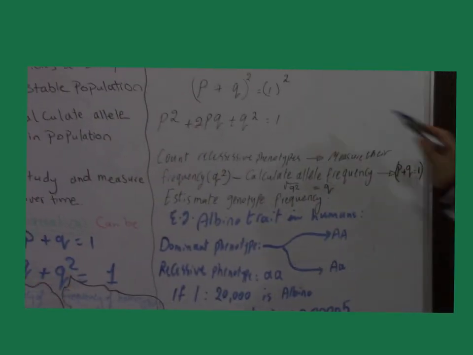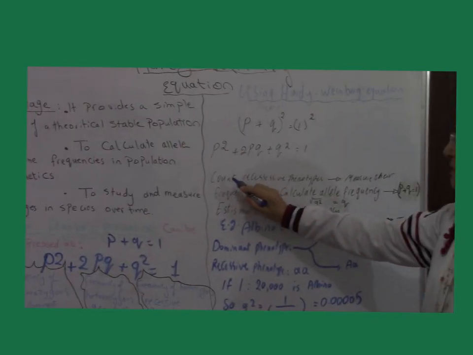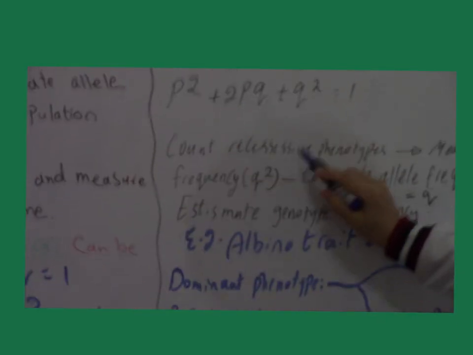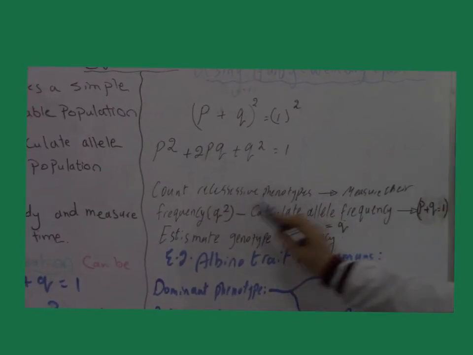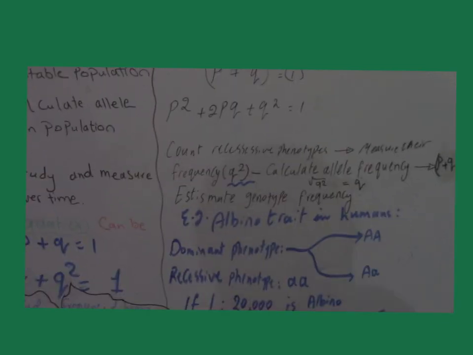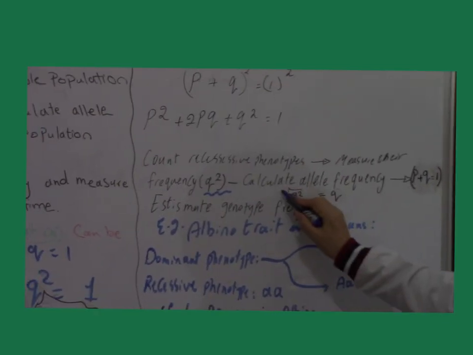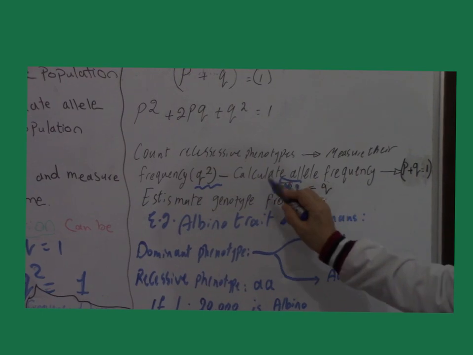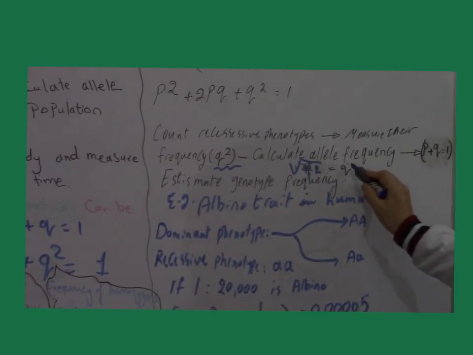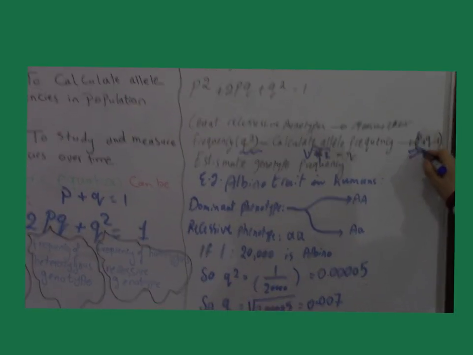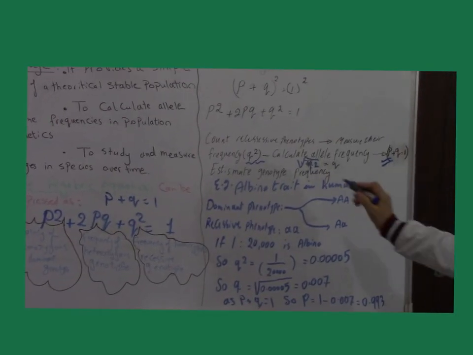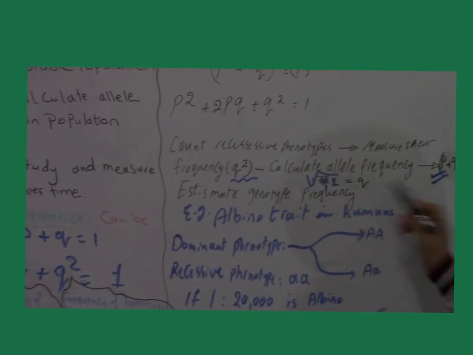How to use the Hardy-Weinberg equation? In the exam, you are going to count first the recessive phenotypes and measure the frequency, which is q squared, and then take the square root of q squared. You will get the allele frequency, which equals q. Then apply the Hardy-Weinberg equation, p plus q equals 1, and you will be able to estimate the genotype frequency. Let's take an example.